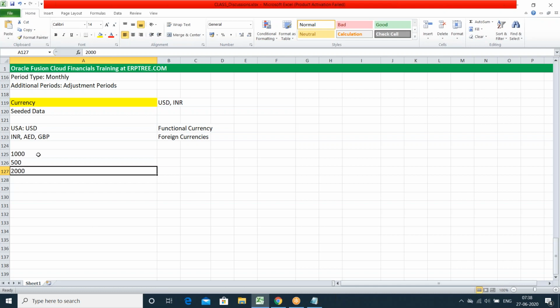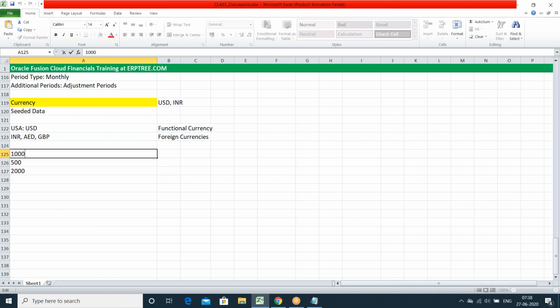I'll say this 1,000 is rupees. 2,000, I'll say dollars. Now you can understand. Okay, 1,000 is rupees, 2,000 is dollars. What about 500? That can be currency or may not be currency.